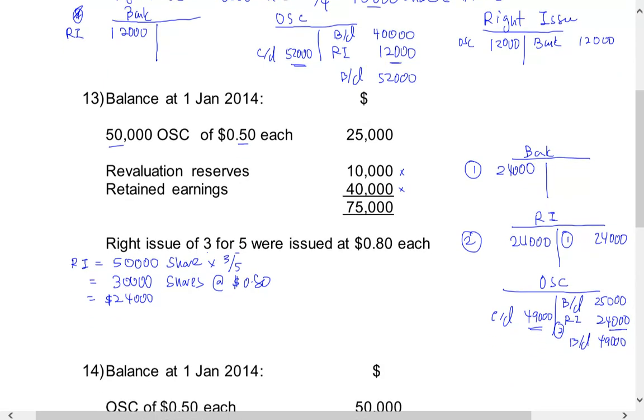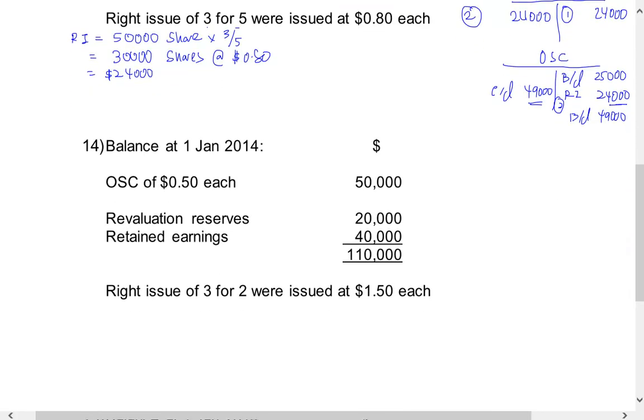Okay, let's try number 40. So we first have to find out the total number of shares currently issued. So 50 cents, 50,000. So total number issued is 50,000 divided by 50 cents. Total shares issued 100,000. Right issue 3 for 2 at 1.50. Right issue: 100,000 shares times 3 divided by 2.